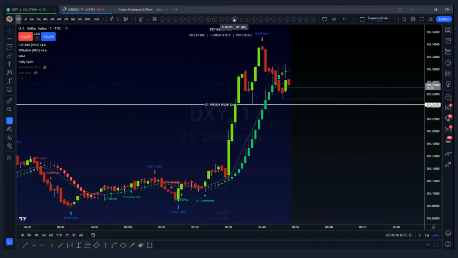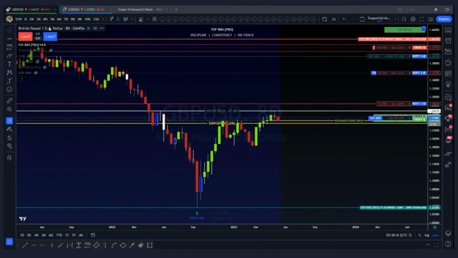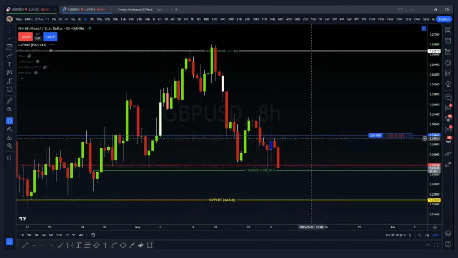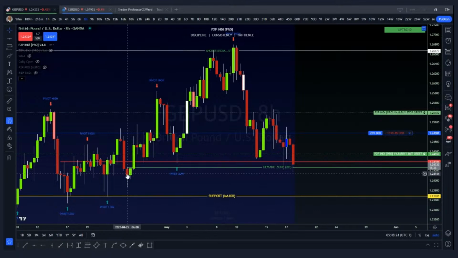We already looked at euro dollar. Let's look at pound dollar on the 8 hour. We're looking for an uptrend on here as well. Oh wow, sniper entry as well. It already came into our demand zone here, this candle.